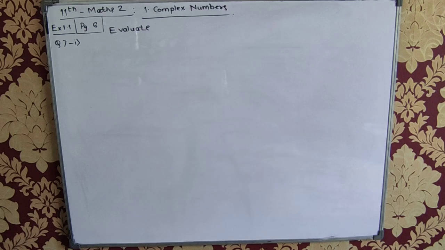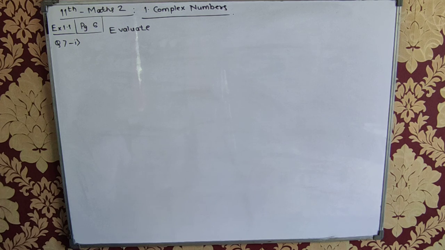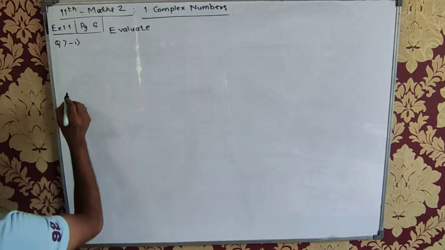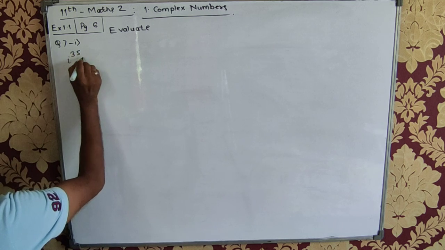Okay. 11 Maths 2 Complex Numbers, first chapter, exercise 1.1. Question number 7. Evaluate the following. Now here, let's start with the first question. First is i raised to 35. You can answer. How do we go for that?